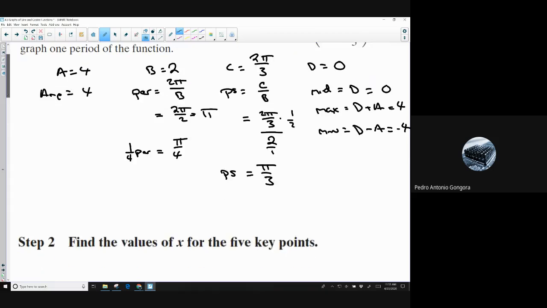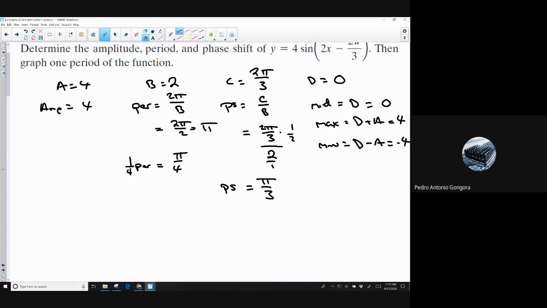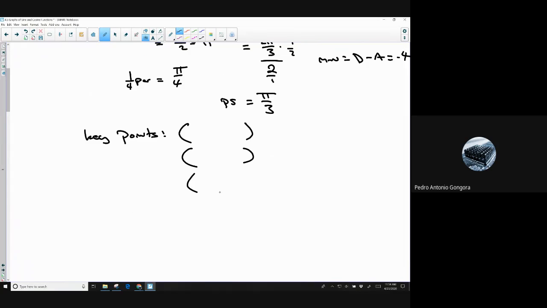The last thing you need to do is take all this and get the 5 key points. So the next thing I'm going to do is find my key points, and I have 1, 2, 3, 4, 5 of them. Sine and cosine functions always start at the phase shift. That's where it starts. The next one will be the starting point plus a quarter of the period. So unfortunately there, we need a common denominator.